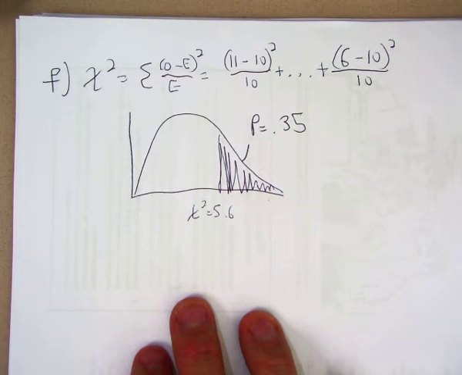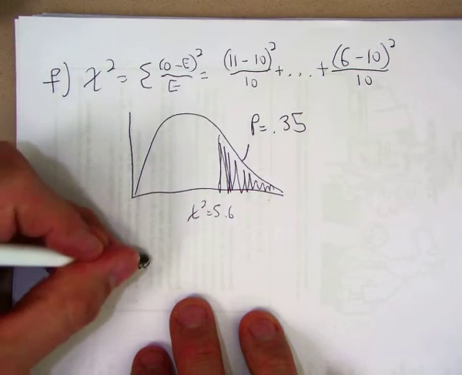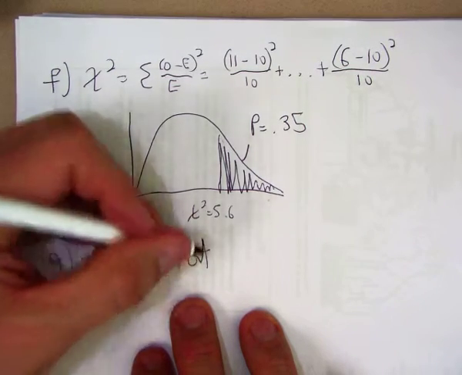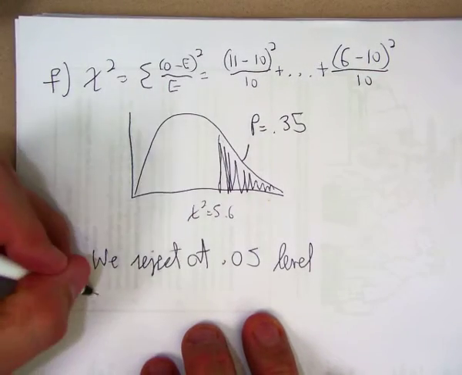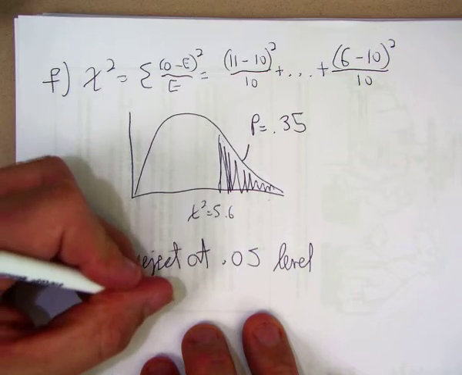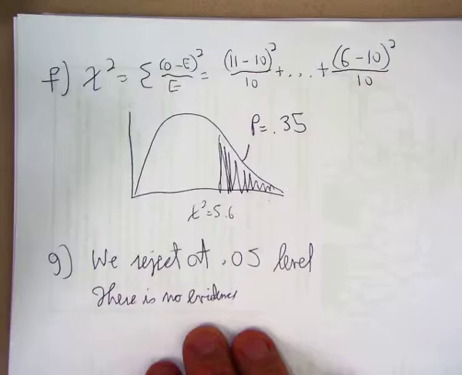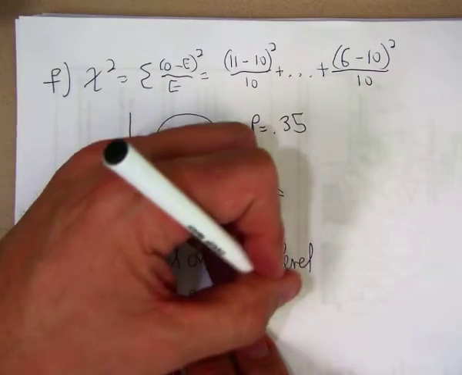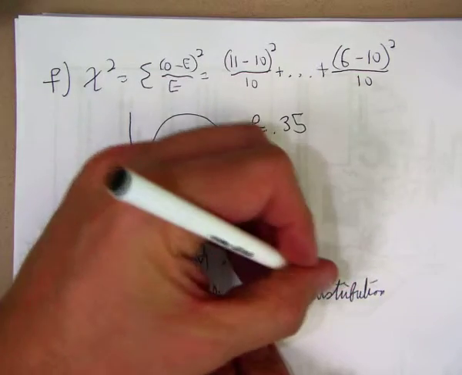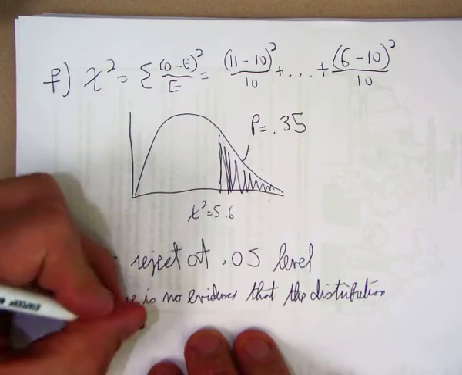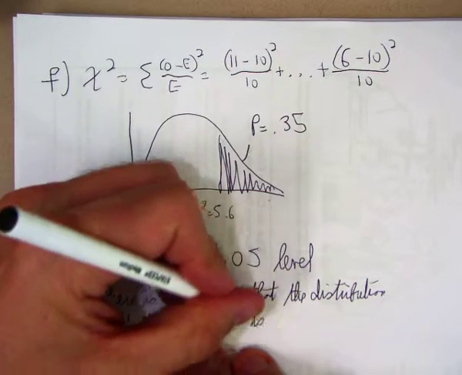Okay, and then G, state our conclusion. So we fail to reject at the 0.05 level. There is no evidence. We could just say there's no evidence that the dice is unfair. I'm just going to say there's no evidence that the distribution of the faces of the dice is different than expected.